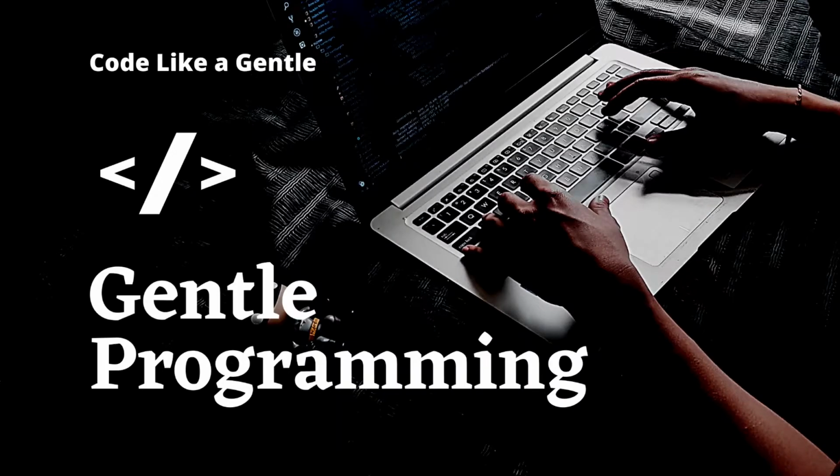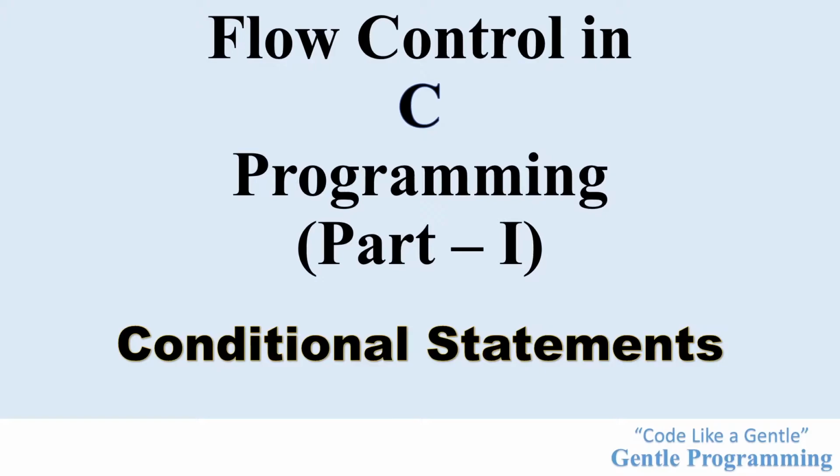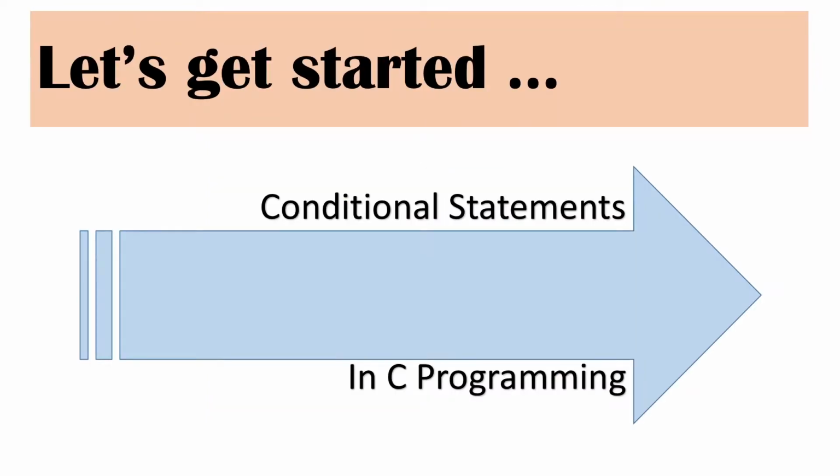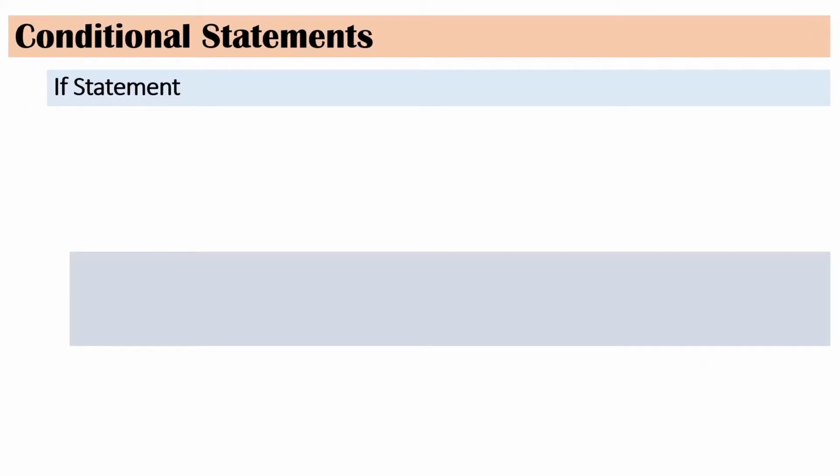In this video, I'm going to help you understand how conditional statements in C programming really work. This video includes the if statement, the if-else statement, the if-else ladder, which is also called the else-if statement or multiple if-else block, the nested if-else statement, and the switch case statement. So let's get started with conditional statements in C programming.